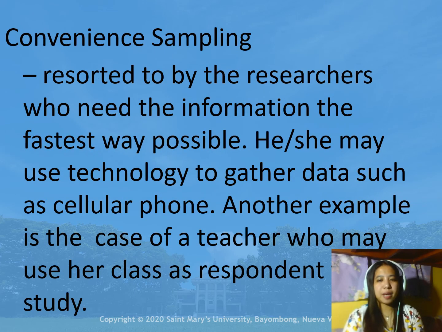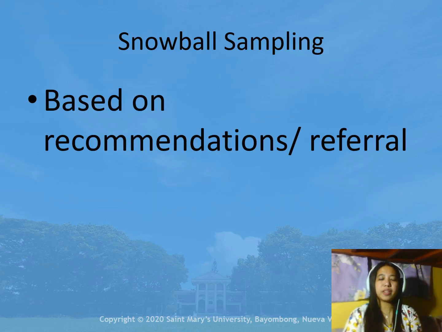Another non-random sampling technique is convenience sampling. In convenience sampling, the researcher gathers information based on his or her convenience. It can be that he or she uses a cellular phone, social media, or emails in gathering the data. If your respondents are obtained or selected based on recommendations or referrals, we call that snowball sampling technique.